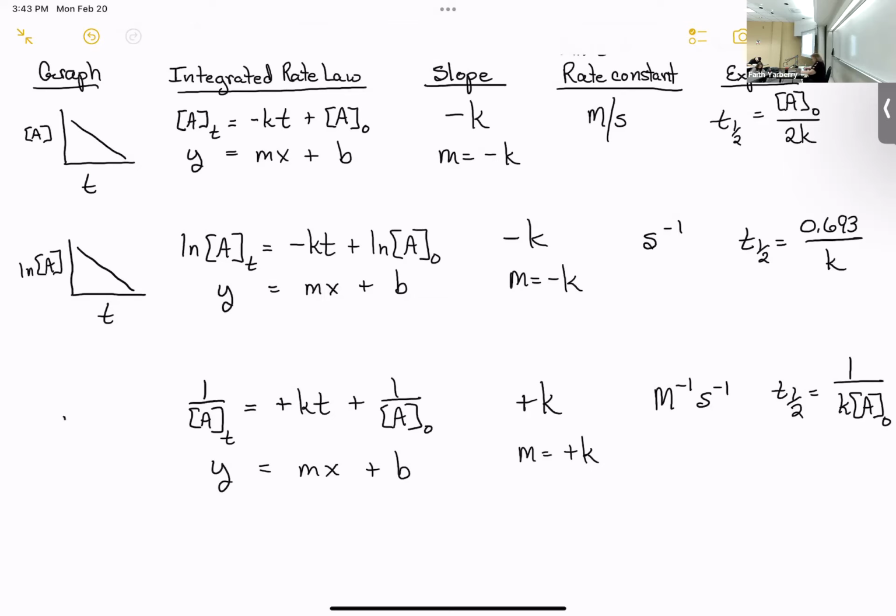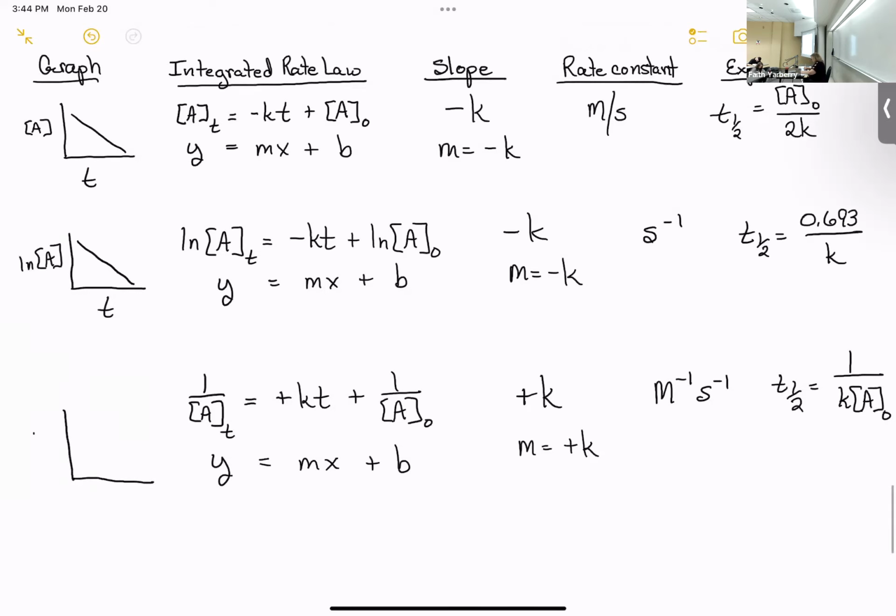And then finally, if you graph 1 over A and that is your best straight line, then it is going to be second order. So what we're telling you is that the graph will tell you which order it is. That's all we're saying. Which one gave you the best straight line? That tells you the order, which is what you did with the dyes. Questions?